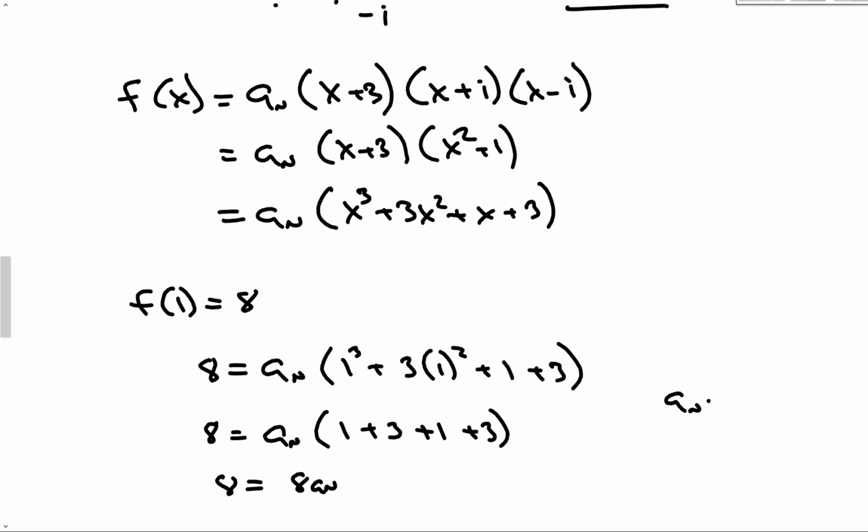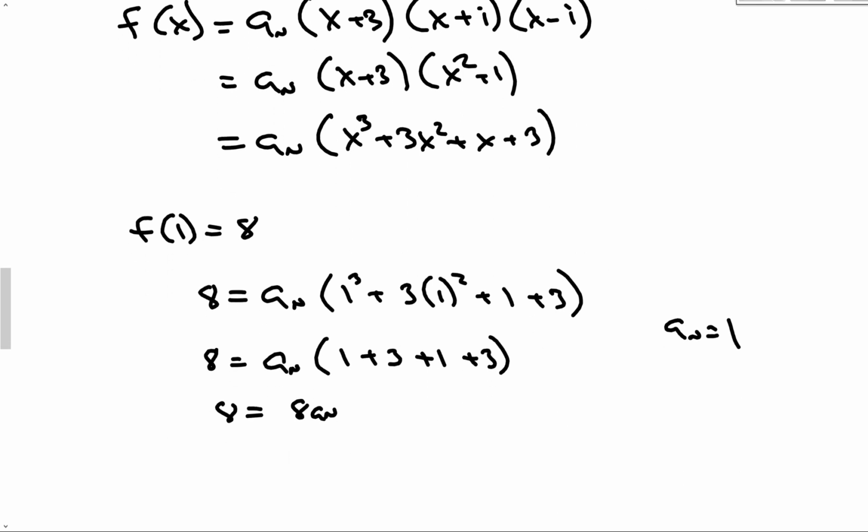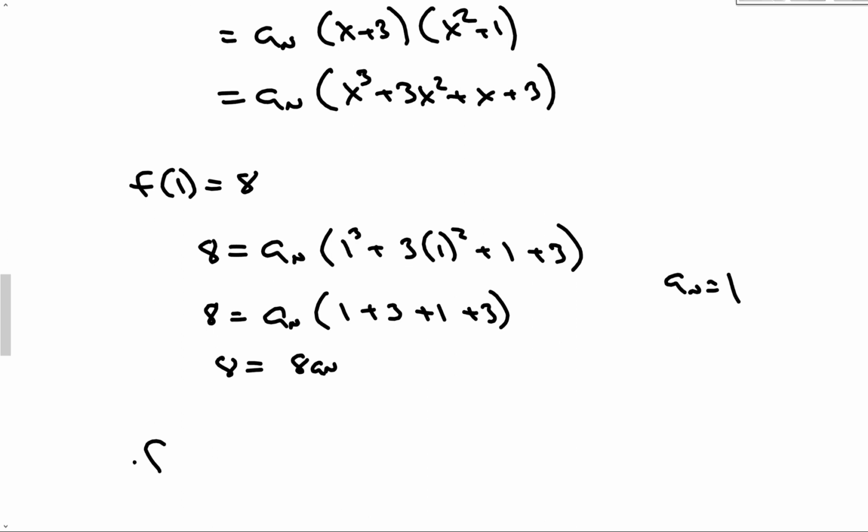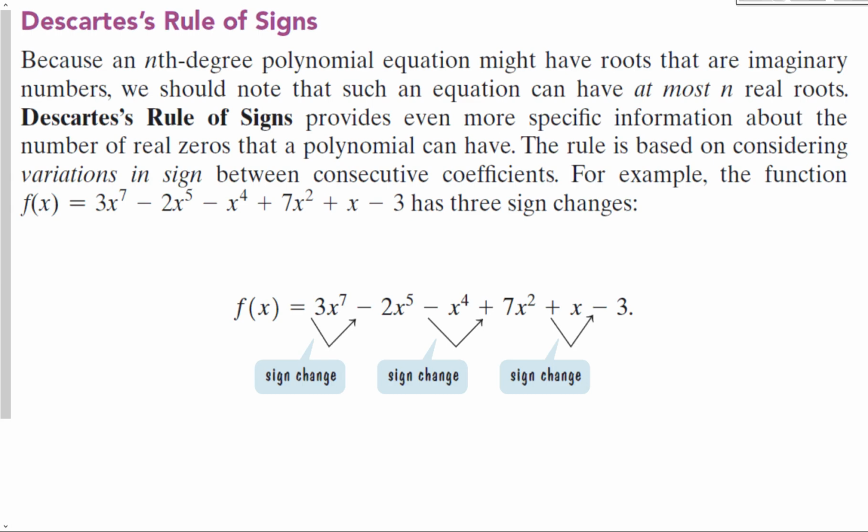So a sub n is equal to 1, which means that my polynomial function is simply the answer that I got previously. So f of x, right, if I just plug a 1 in there and multiply it out, I'm going to get the same thing. x to the third plus 3x squared plus x plus 3. And there's my polynomial function. Okay.